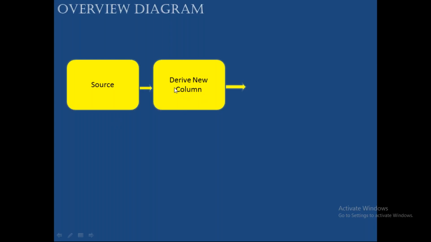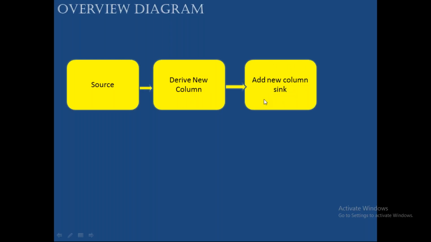So I will take the name which I'm receiving from the source. To that name I will concatenate @cloudpandit.com. That's how I'm going to add the new column. Then this output I will write to maybe the output folder. Okay, add new column sink.